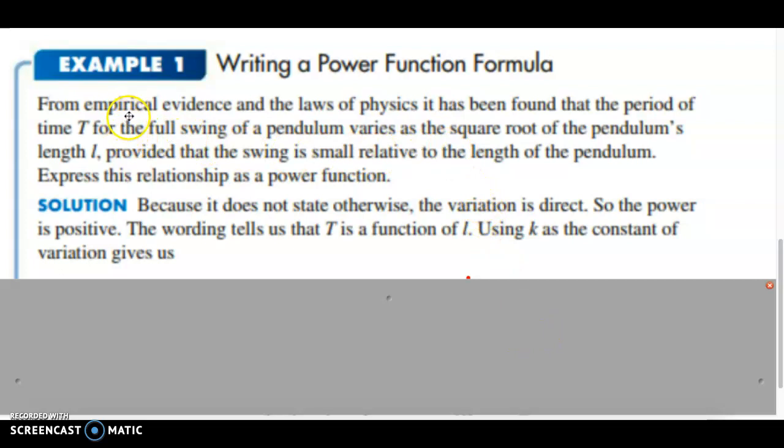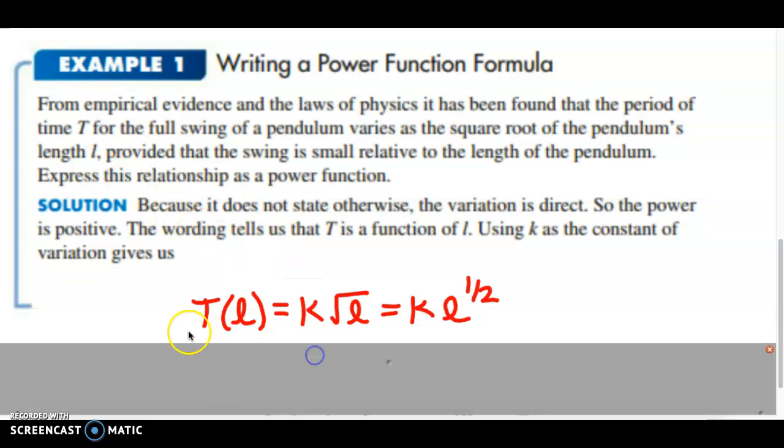It says that from empirical evidence and laws of physics, it's been found that the period of time t for the full swing of a pendulum varies as the square root of the pendulum's length. So we're going to write that such that the period of time t as a function of length equals some constant of variation times the square root, because it varies as the square root of the pendulum's length, or k times L to the 1/2.